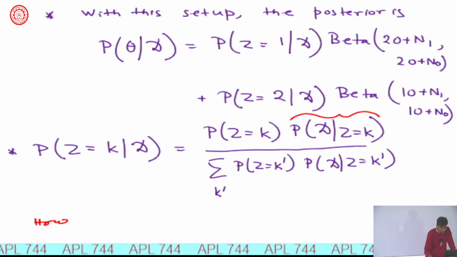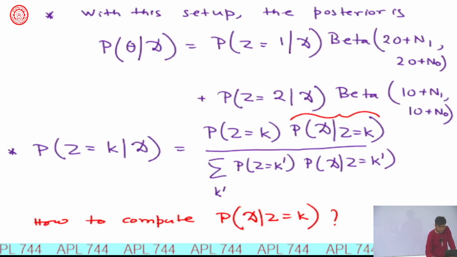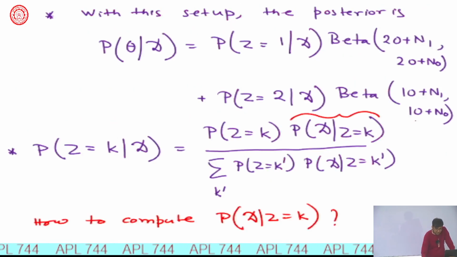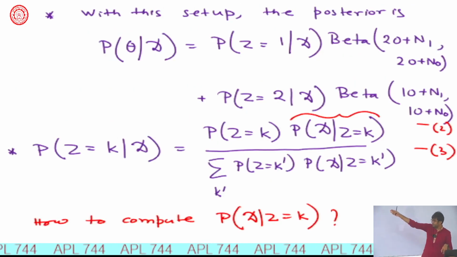Okay. So, this is the thing we would like to compute. So, how to compute probability d given z equal to k. Okay. So, this is the term that we will like to compute. Okay. So, now we want to compute probability d. Okay. So, now we know, okay, let me give some equation numbers. So, maybe I will give this one as equation number 1, this one here as equation number 2, this one as equation number 3. Okay. So, 1 is the prior. Okay. So, 2 is actually theta given d, the posterior, and 3 is basically the Bayes law that I used.